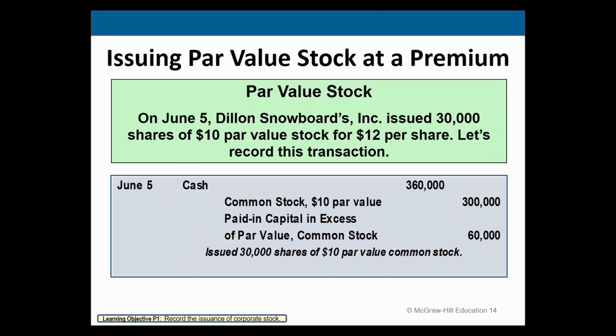The entry to record Dylan's Snowboards issuance of 30,000 shares of $10 par value stock for $12 per share on June the 5th is shown. So we would see that we received cash, this time in the amount of 360,000. So we had common stock, $10 par value, so credit 300,000, and then we would also credit paid in capital in excess of par value common stock for 60,000, which represents the $2 premium that we charged for the shares of stock.